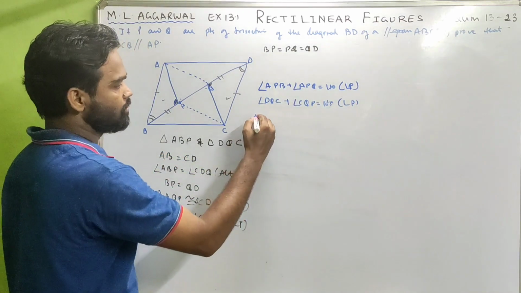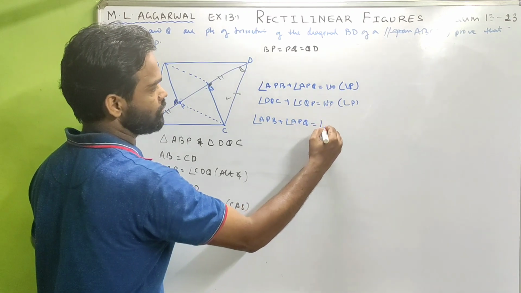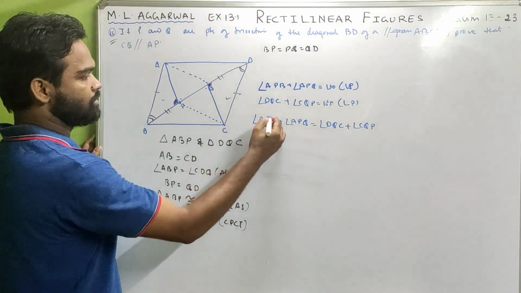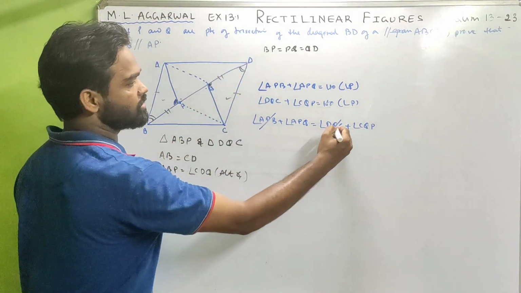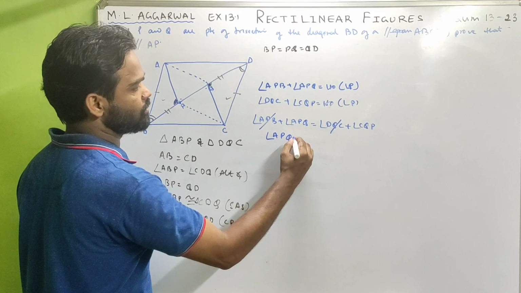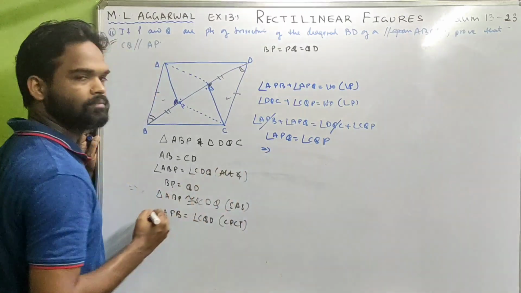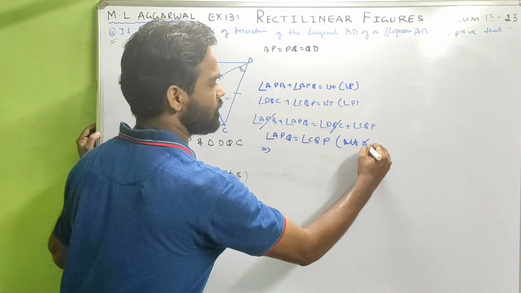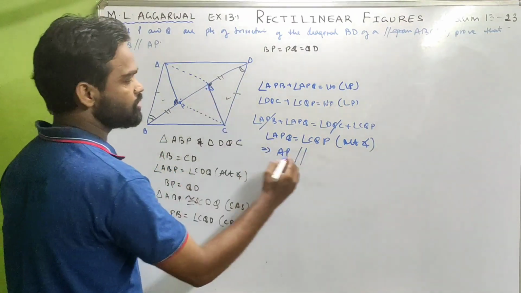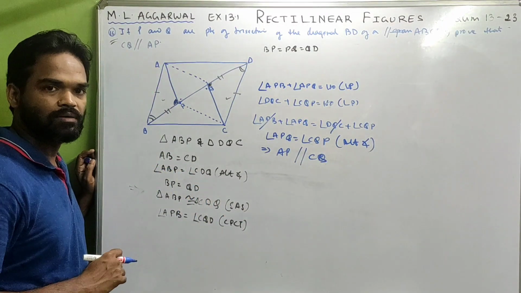Now I can equate these two. So angle APB plus APQ is equal to DQC plus CQP. Now look, APB, this angle, and DQC, this angle, are equal. We have already done CPCT, which means angle APQ is equal to CQP. So this angle and this angle are equal, which means they are alternate angles. Look carefully, they are alternate angles. And if these two are alternate angles, it clearly means AP is parallel to CQ, isn't it?